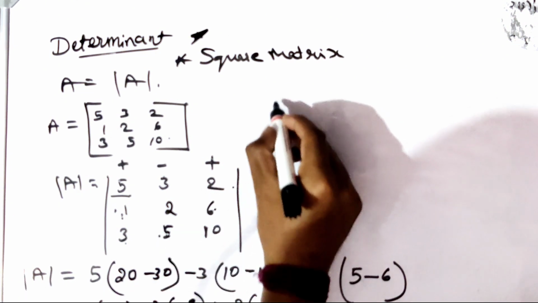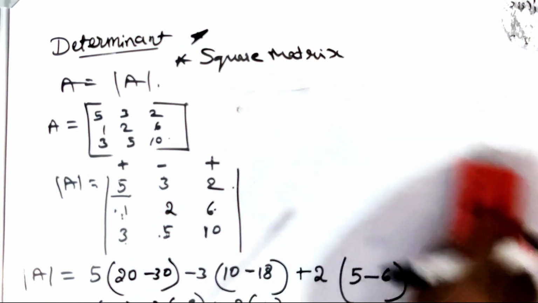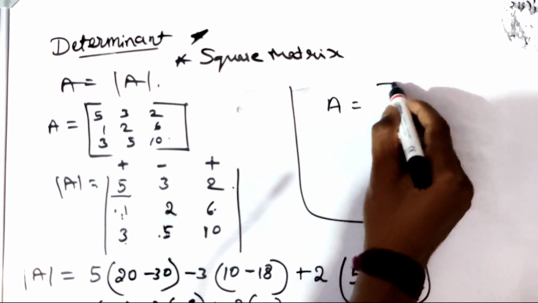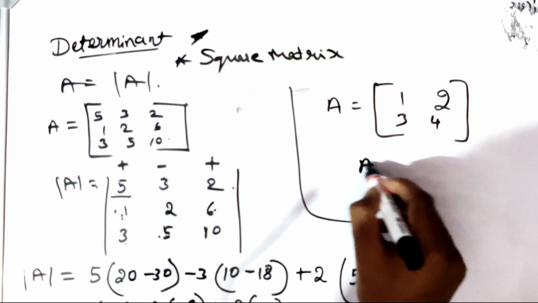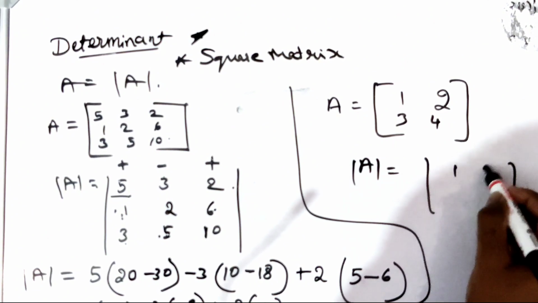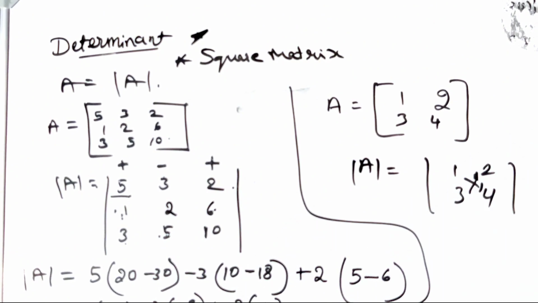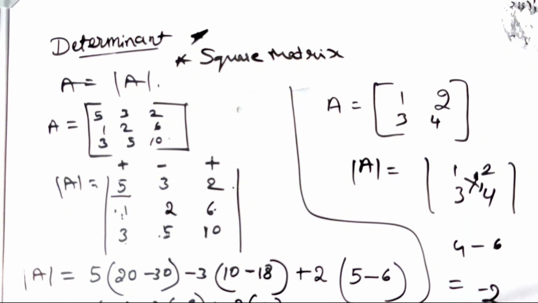For a simple 2 cross 2 matrix, A equals 1, 2; 3, 4, the determinant is found by simply multiplying the elements. 1 into 4 is 4, 3 into 2 is 6, so the determinant of this matrix is 4 minus 6, which is minus 2. So this is about determinant.